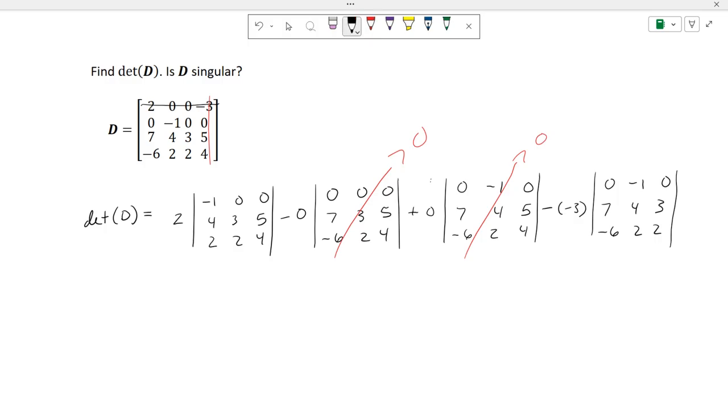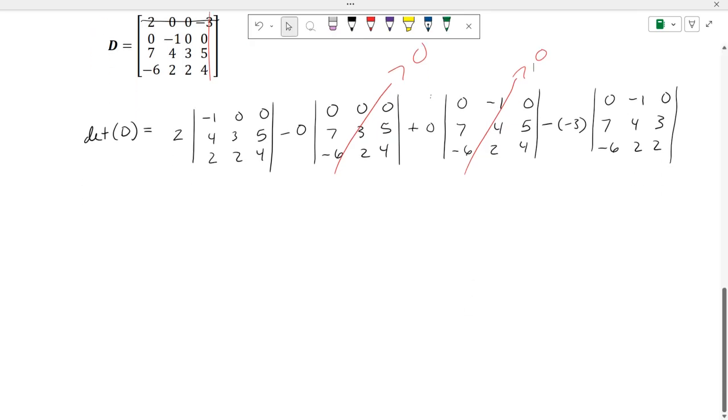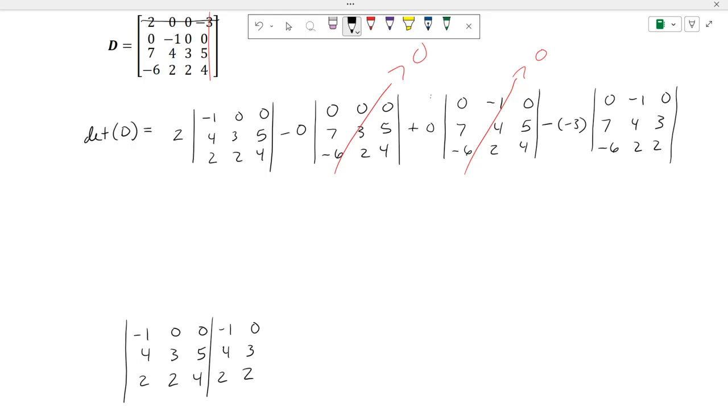I'm going to have to find the determinant for these other ones. It might be something you want to do off to the side. You could do another cofactor expansion on each one of these, or for 3x3, do the trick where you replicate the first 2 columns to the right and multiply the diagonals. I'm going to do that off to the side here so I have some space. So I have -1, 0, 0, 4, 3, 5, and 2, 2, 4 for the rows. Those first 2 columns I will replicate to the side, and now I'll multiply my diagonals.